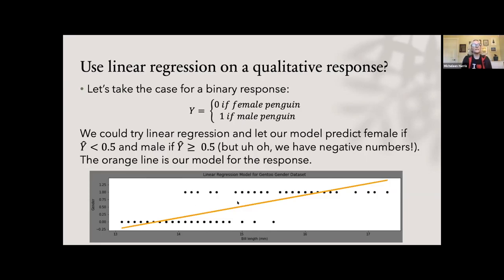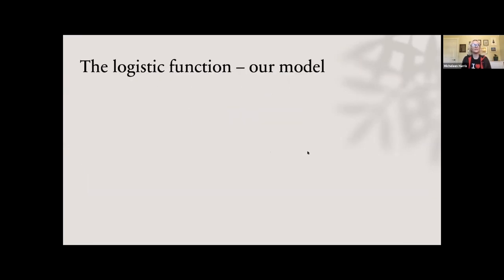But the orange line here is the model with linear regression. So what's the problem? If you take a look, we get negative numbers, less than zero, and numbers greater than one, and probabilities need to be between zero and one. So what are we going to do about that?